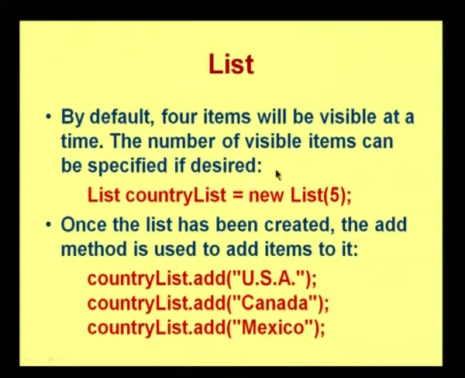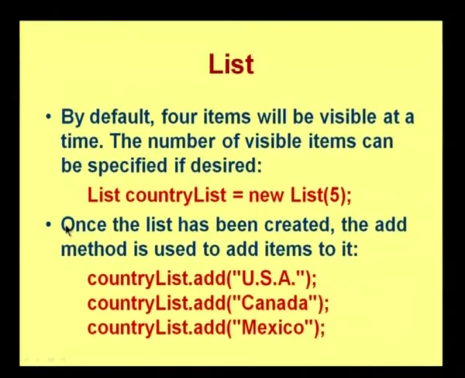The number of visible items can be specified if desired. If I need to display 10 elements at one particular point of time, I can use n, the number of items that need to be displayed when we view that list, as the parameter to the constructor of the list. Once the list has been created, the add method is used to add items to it. Similar to your choice menu, you can keep on adding your elements to the list.